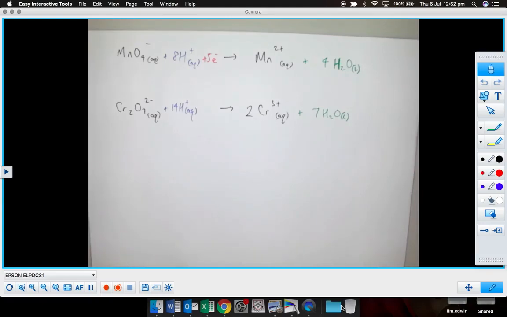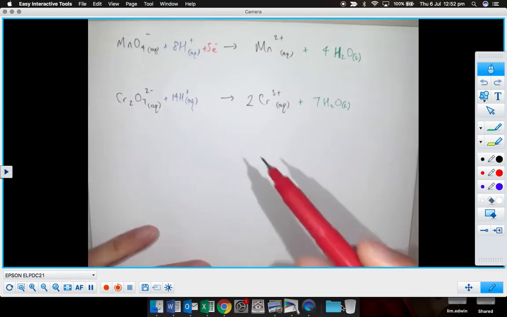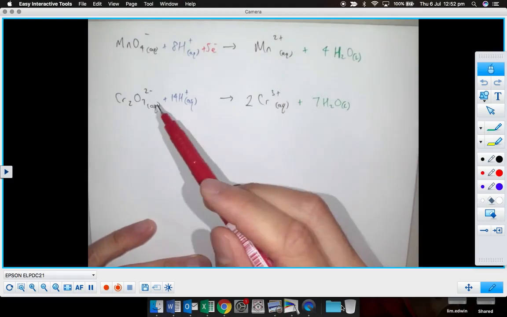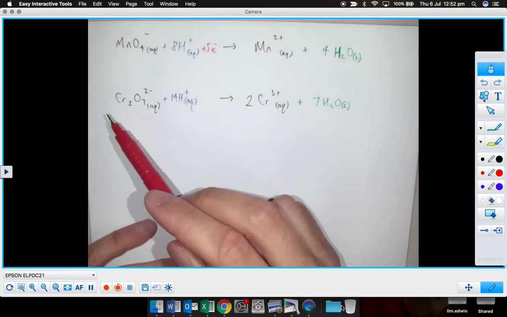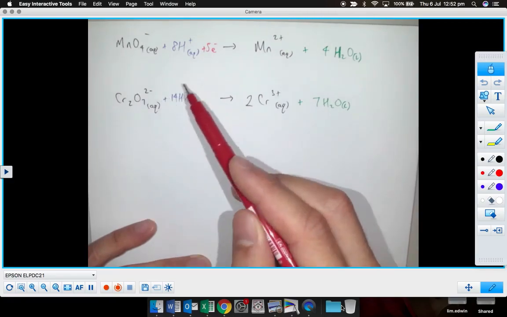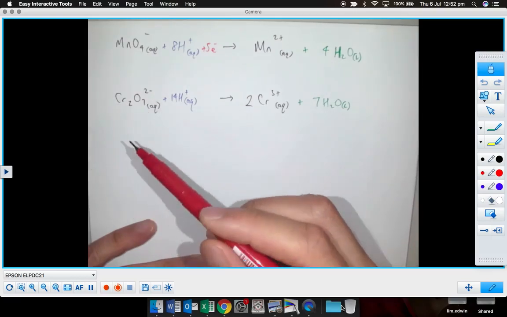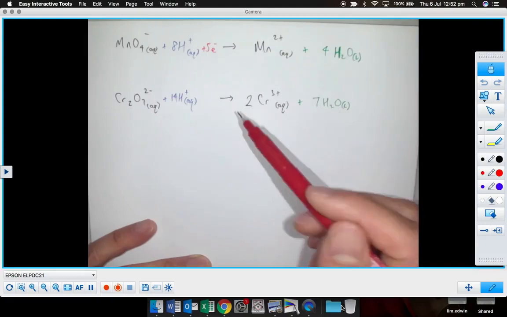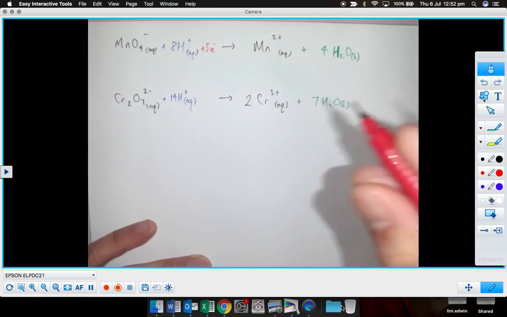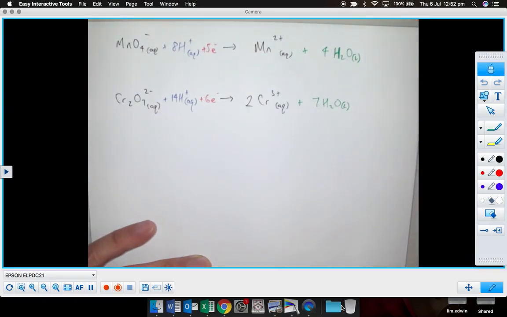So I've got a positive 6 over here, positive 6 because I've got 2 positive 3s here. And on this side I've got a positive 12, because I've got 14 positives and one 2-, so that makes a positive 12. I've got to bring the positive 12 down to the positive 6, so I need to have 6 electrons. Again, this is a reduction process because we're going to gain electrons on that side.